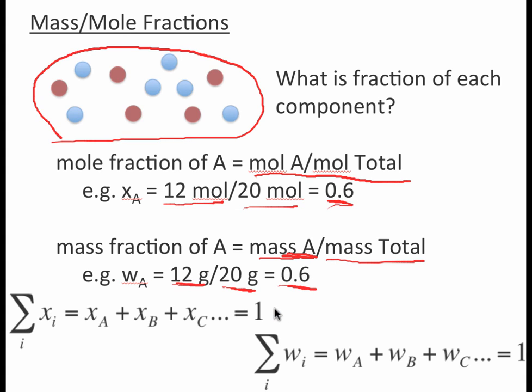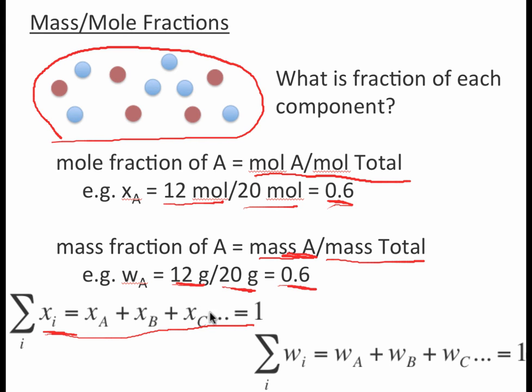The final concept related to this is that the total sum of all of the mass fractions or the mole fractions has to add up to 1. If I have a mixture right here and I add up all of the different mole fractions for the different components, it has to equal 1. So the mole fraction of A plus the mole fraction of B plus the mole fraction of C, et cetera, depending on how many different components there are in the mixture, all have to equal 1. This is a formula that we'll use often. It comes in really handy.